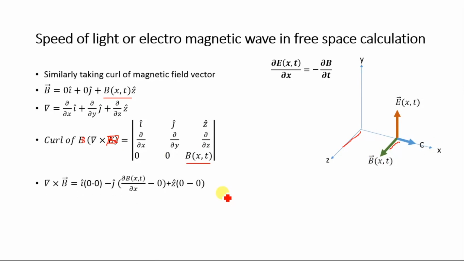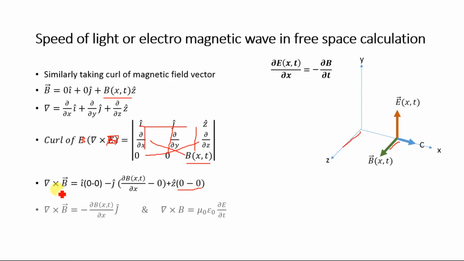Taking the curl of this and solving for i, j and z, we will get curl of magnetic field is equal to i into 0 minus 0. Now for i we have ∂/∂y of B(x,t), which is 0, ∂/∂z of 0 is equal to 0, minus j. Now, for the j component, minus j into ∂/∂x of B(x,t), ∂/∂z of 0 is equal to 0, plus for the z axis we have ∂/∂x of 0 into ∂/∂y, so 0 minus 0.